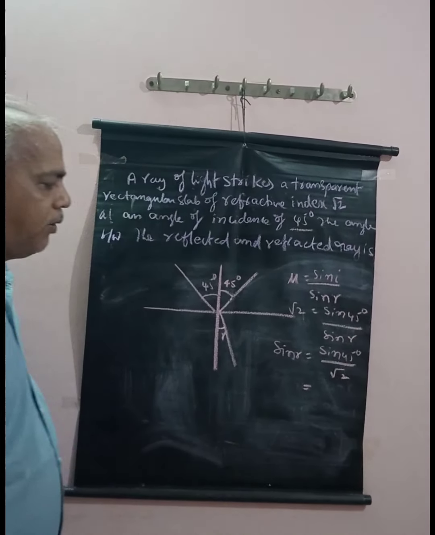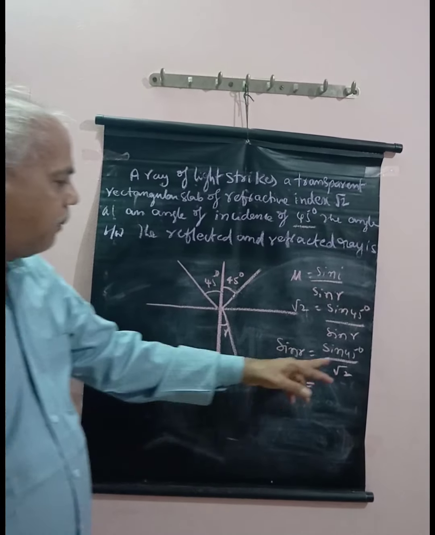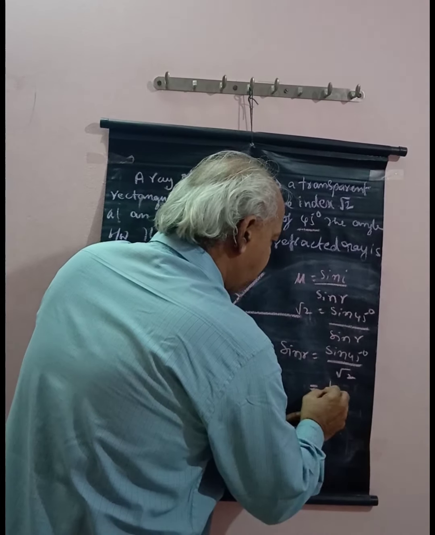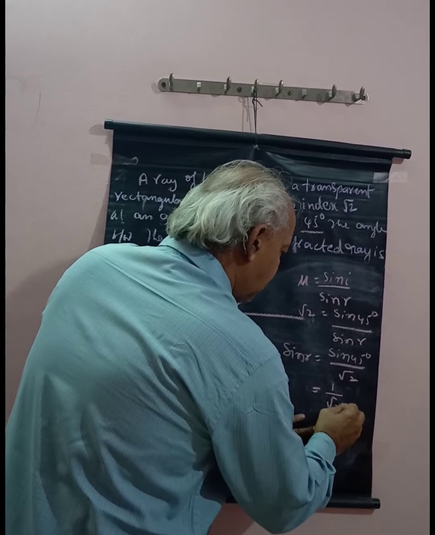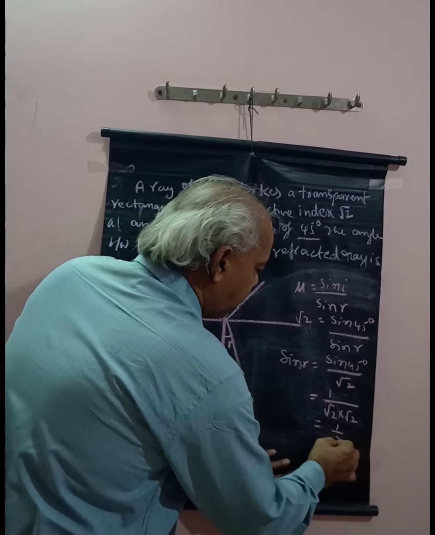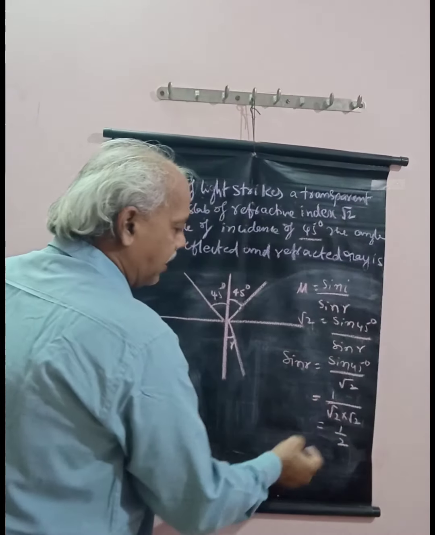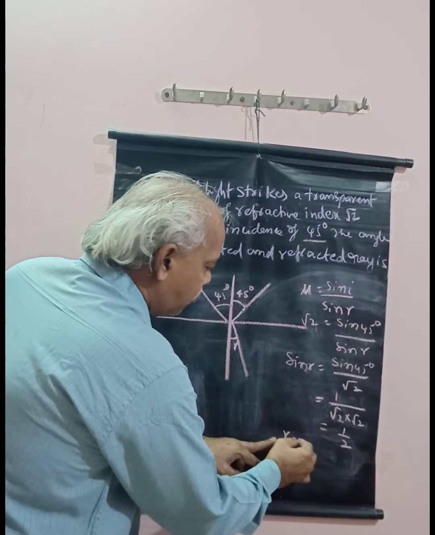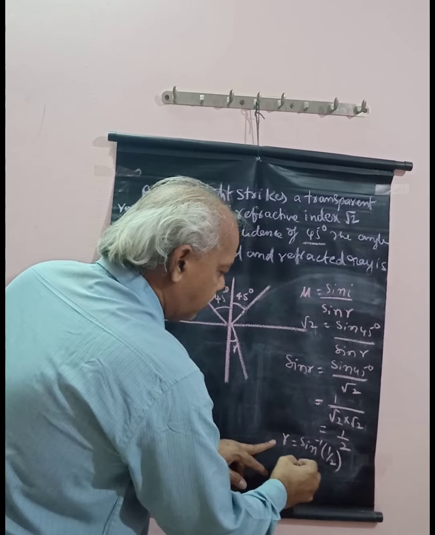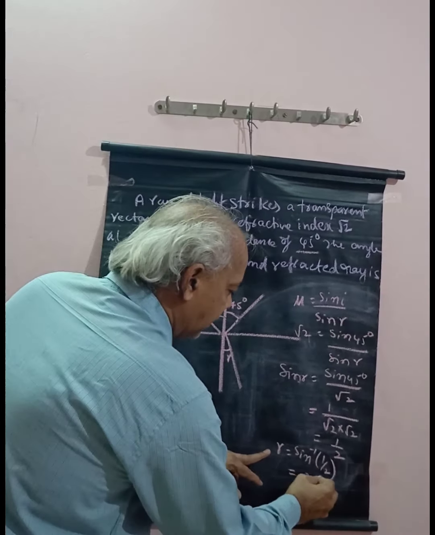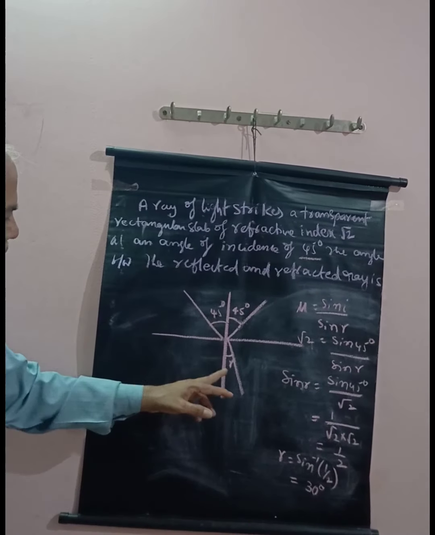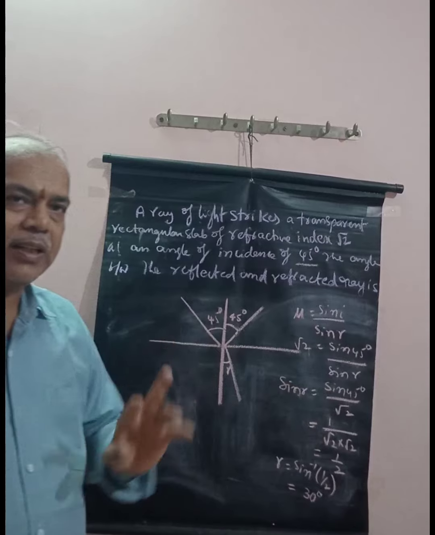What is the sin 45 value? 1 by root 2. So 1 by root 2 into 1 by root 2, that is 1 by 2. So sin r is equal to 1 by 2. Then r is equal to sin inverse of 1 by 2, which is equal to 30 degrees. Sin 30 is 1 by 2.